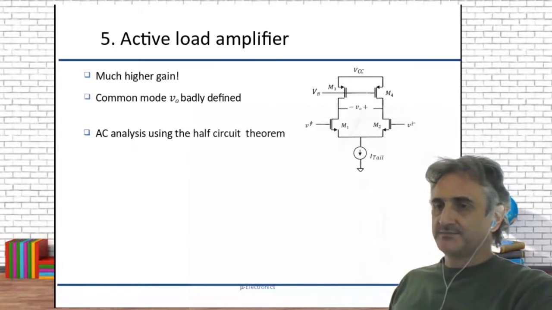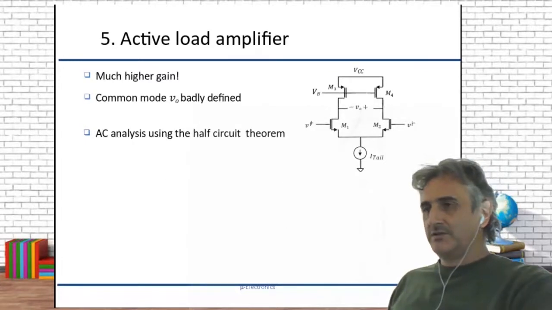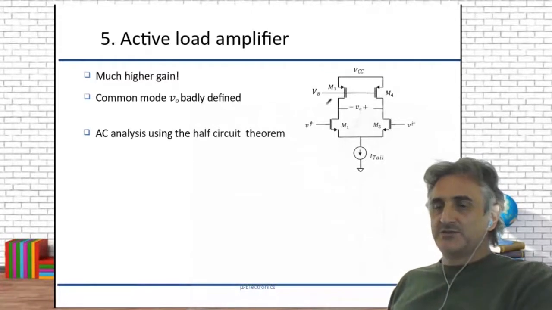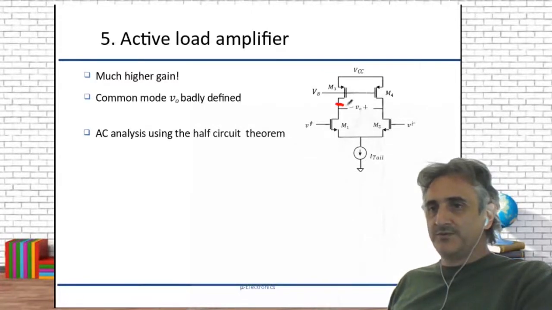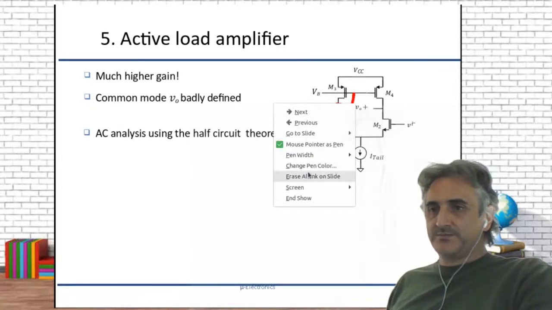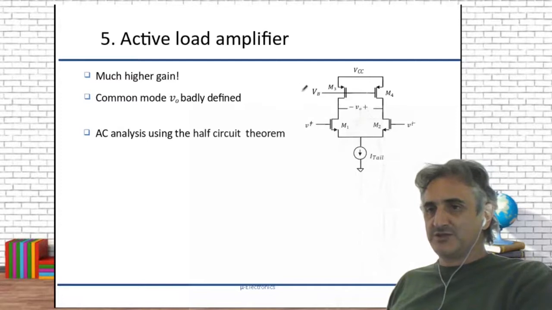So in this case, we just replace the transistors, we remove this connection, and we replace it by a given bias voltage, which is independent of the other voltages.